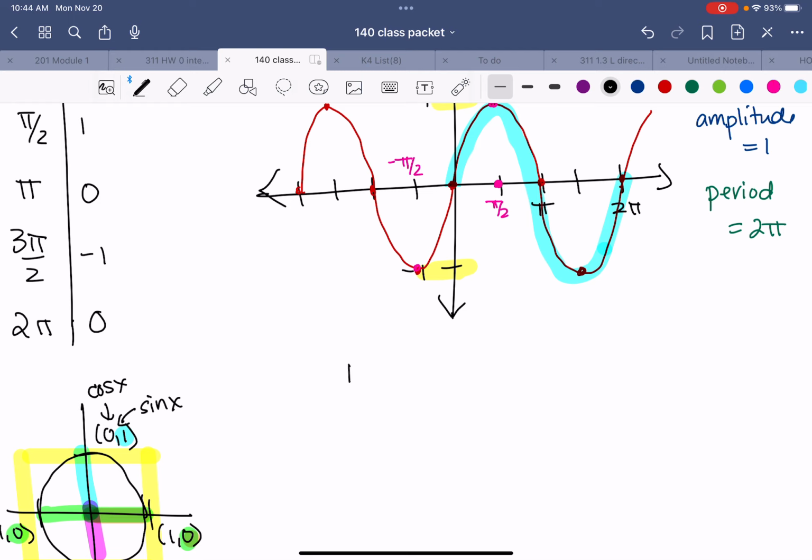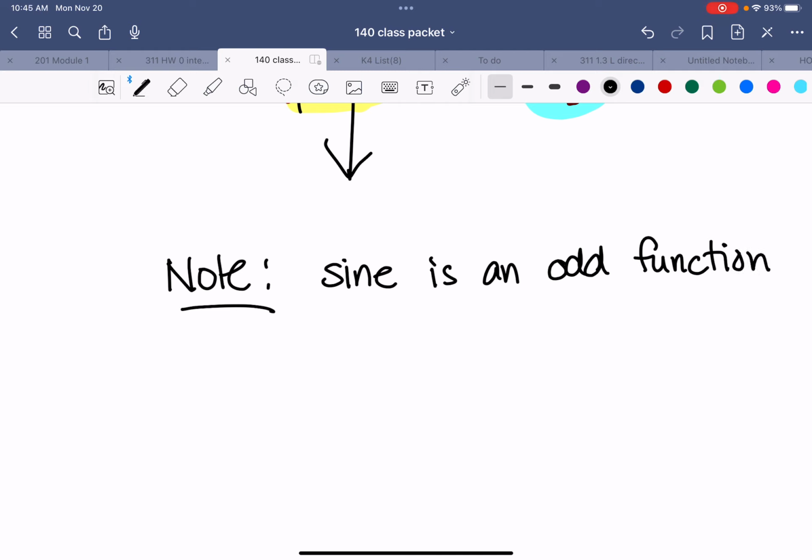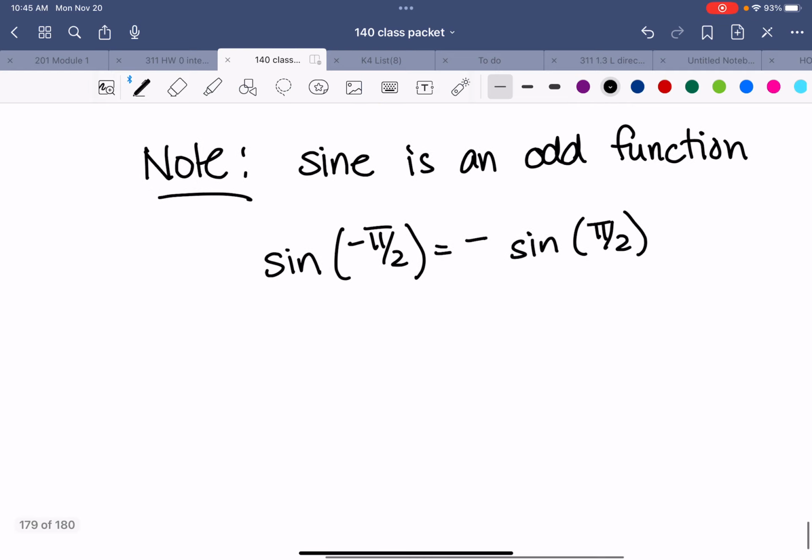So we make a note here that sine is an odd function. And in mathematics, odd just means that if you plug in the opposite sign, you get the opposite sign. So, for example, we had the sine of negative pi over 2, and that was negative 1, and that's negative the sine of pi over 2, which was positive 1. Okay, and that's true for all x's.